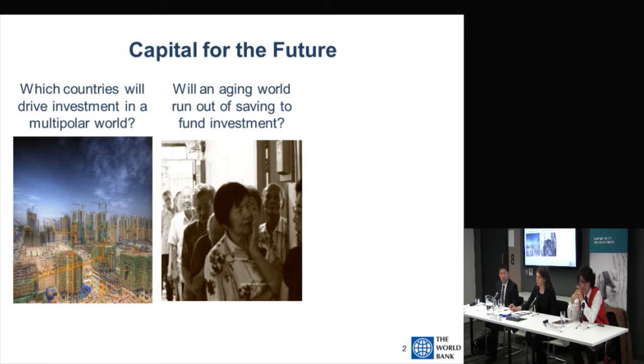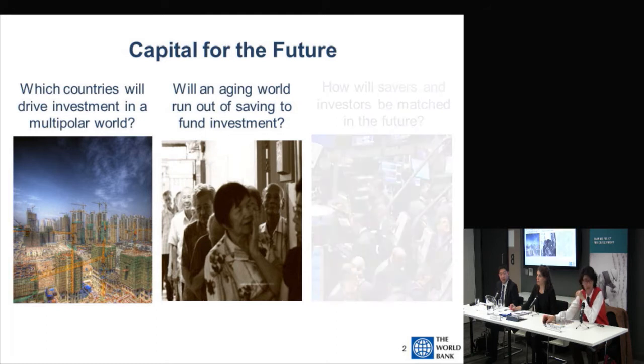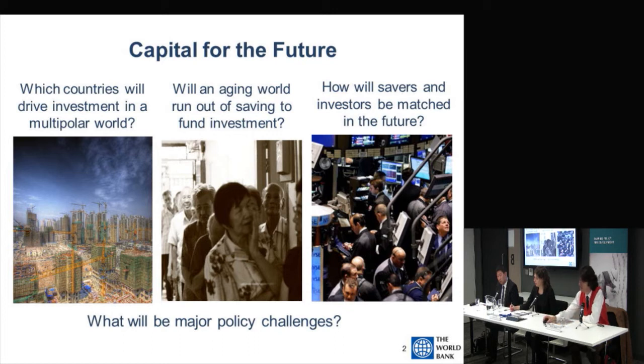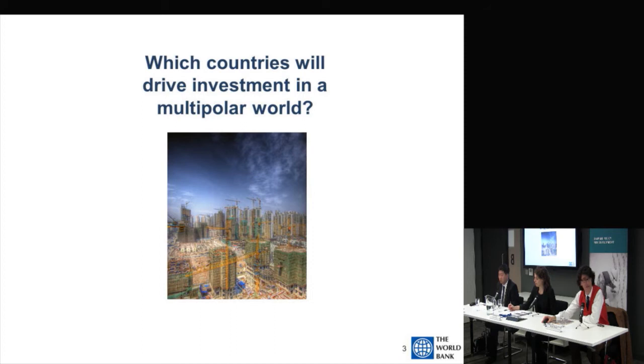That's how we ask this second question. And the third one is basically, once we have figured out the investment side and the saving side, we ask how savers and investors are matched in the future. So we'll look at excess investment or saving in one country that generates capital flows, and we look at a little bit at the intermediation of the savings and investment. I conclude with some of the policy challenges that we identify. So let's look at the first question.